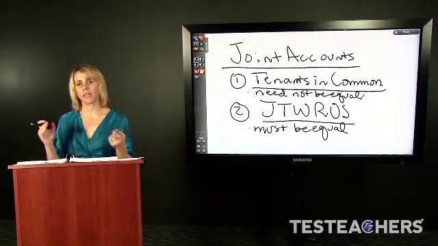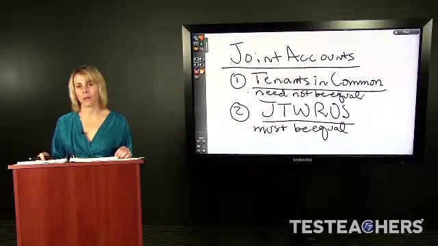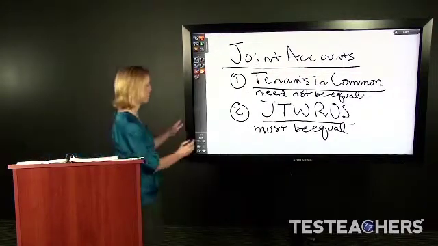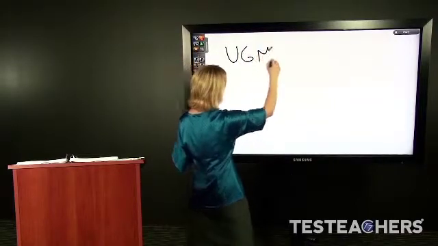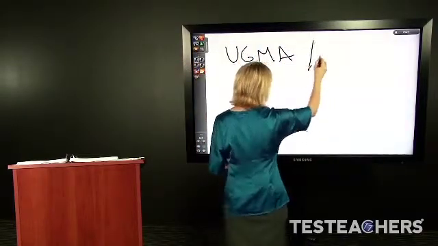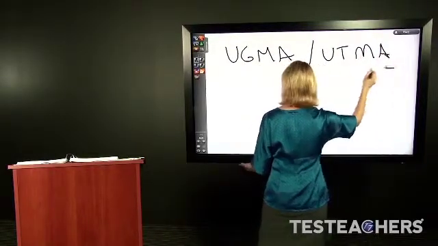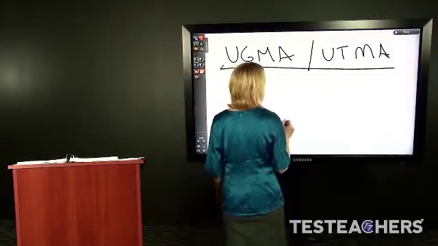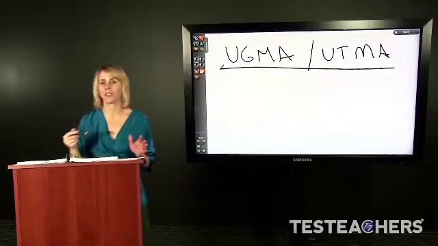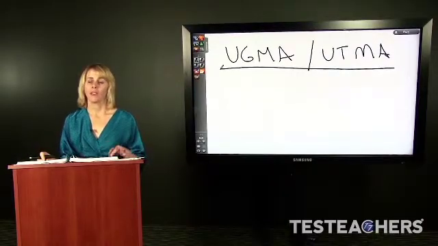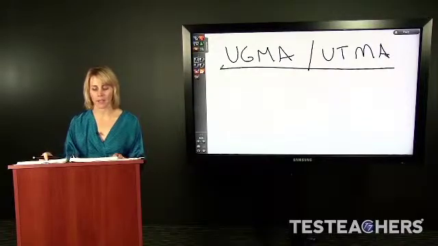So we've got individual accounts, we have joint accounts. We can also open up an account for a minor. So these are called UGMA accounts or UTMA accounts. So Uniform Gift to Minors Act or Uniform Transfer to Minors Act, depends upon the state in which you live in. Some states are UGMA states and some states are UTMA states.